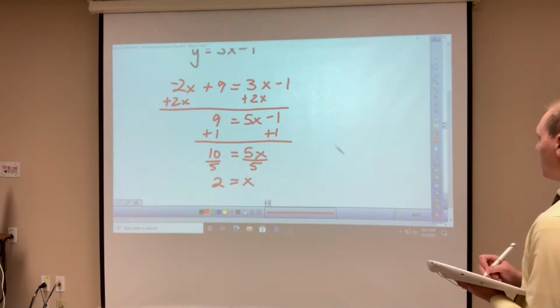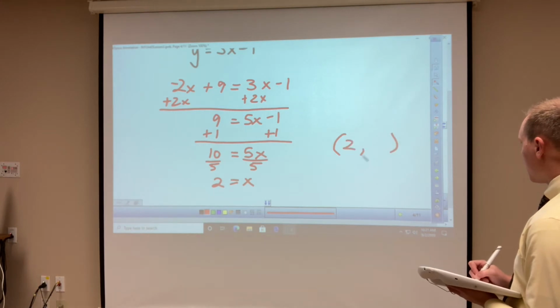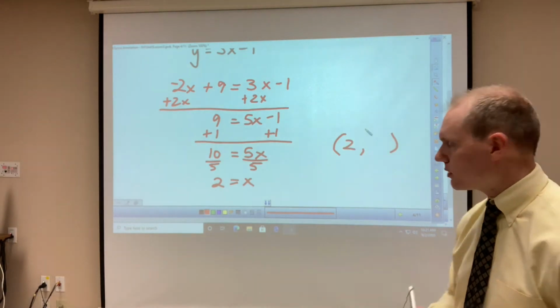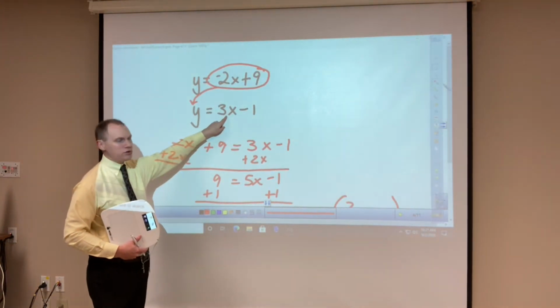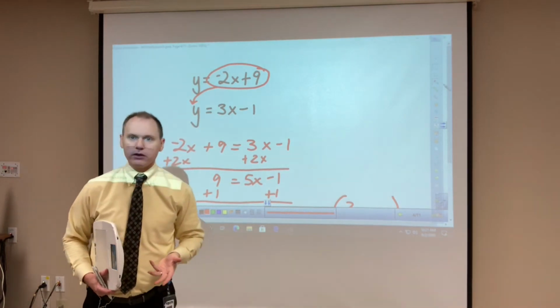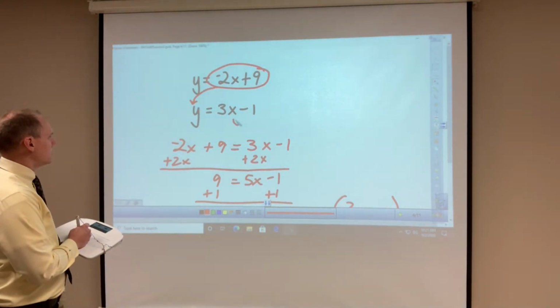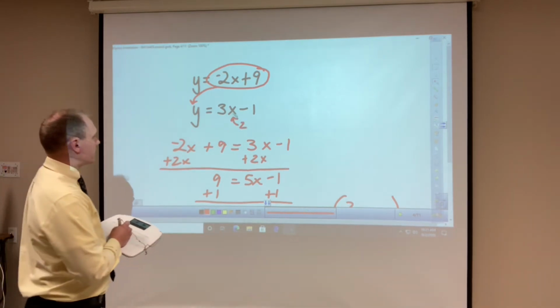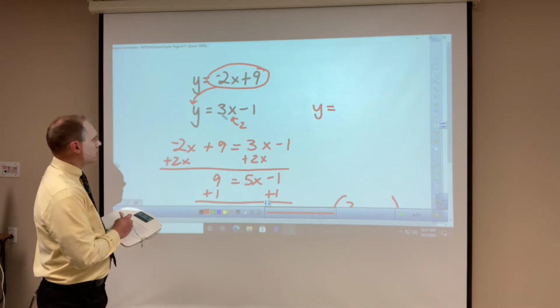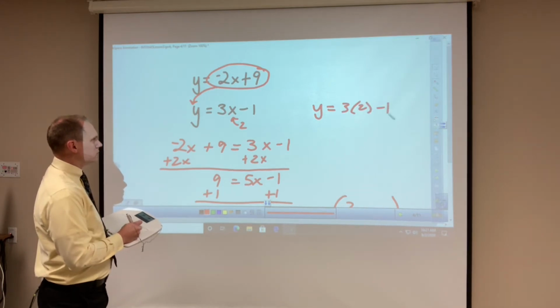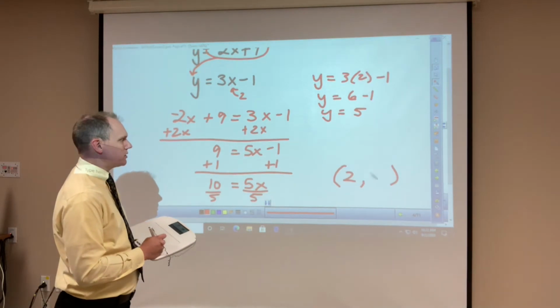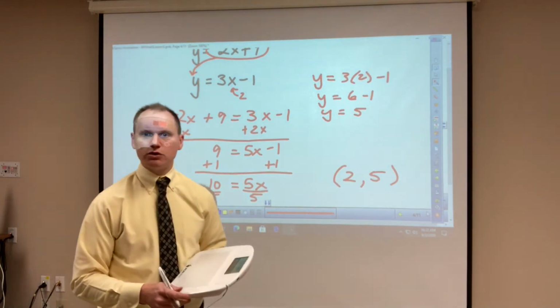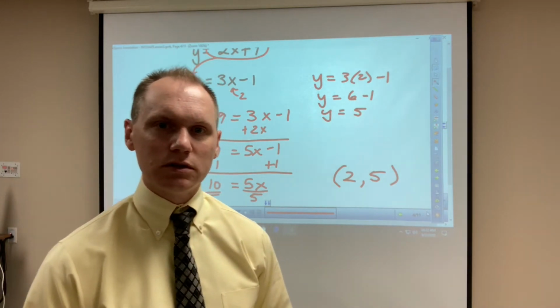We need to find the y value though, right? If you think about creating our point, (2, comma, and we don't know the y yet. How can we figure that out? Well, we can substitute the value of 2 in for x up here and figure out what y is equal to. If we substitute 2 for x there, we get y is equal to 3 times 2 minus 1. So y is equal to 3 times 2, which is 6. 6 minus 1 is 5. So the y value is 5. So the point (2, 5) is the solution to this system.